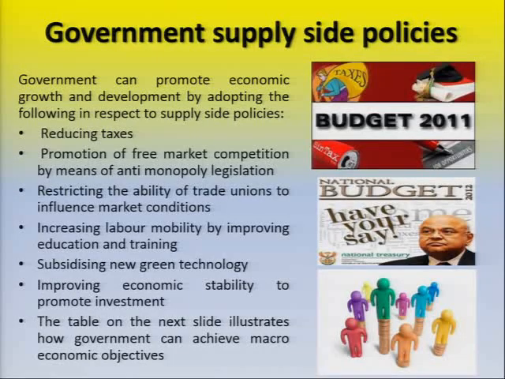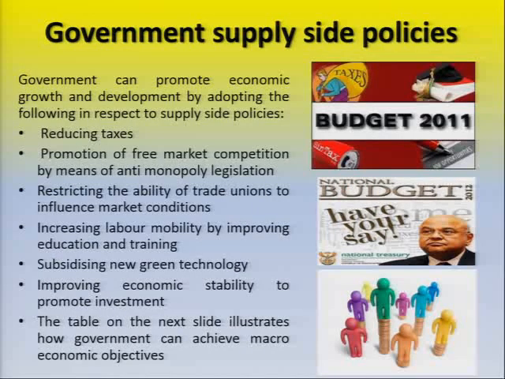Thirdly, this is what the South African government can do. They can restrict the ability of trade unions to influence market conditions. They've got the power as the government to curb the influence of the trade unions. And the power that the government has is a legislative power. So they can just make some amendments to the labor laws in order to restrict the ability of trade unions to influence the market condition.